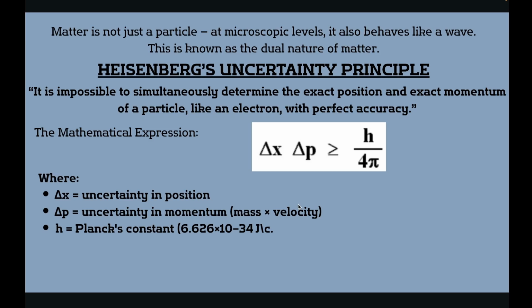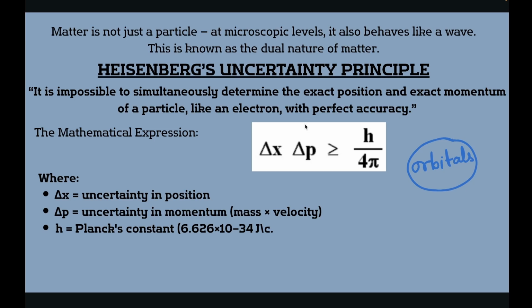Why does this happen? Because particles like electrons behave like waves, as de Broglie says. You cannot point to an exact spot on a wave. It's spread out. It shows electrons cannot have fixed orbits like Bohr imagined. Instead, we use orbitals, where there is a high chance of finding the electron. It led to the development of the quantum mechanical model of the atom.